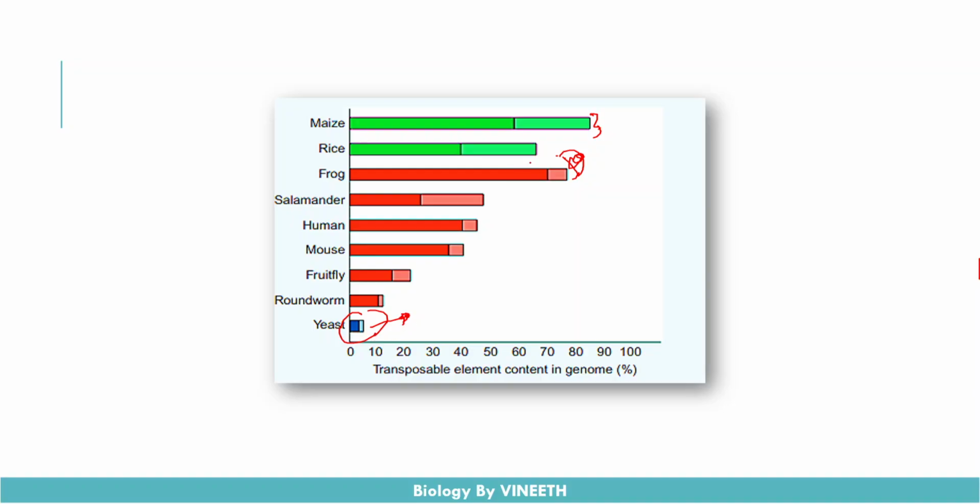Humans also contain a lot of transposable elements. Around 45 to 50% of the human genome contains transposable elements. It is said that 350,000 transposable elements are present in the human nuclear genome. So this is about the percentage values of transposable elements in the nuclear genome.